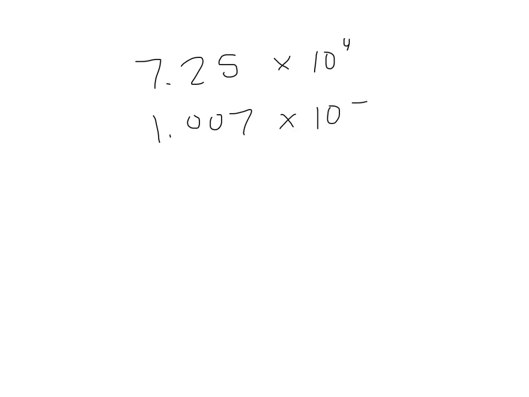Now I have a feeling you've probably seen scientific notation before, but if you haven't, let me show you an example, okay? 7.25 times 10 to the fourth. 1.007 times 10 to the negative third. How about 9.974 times 10 to the 120th, okay? So those are all examples of numbers written in scientific notation.